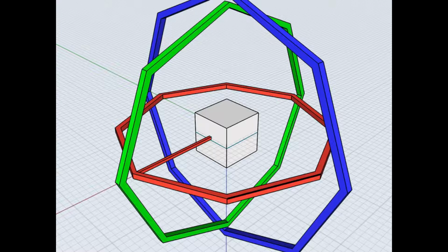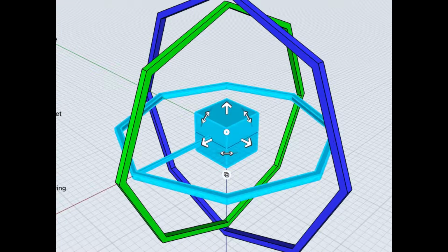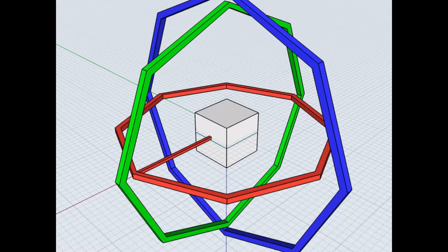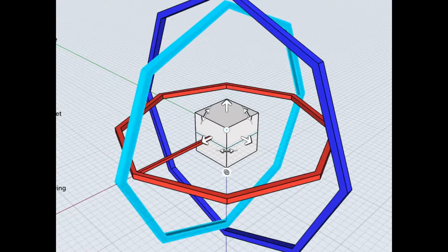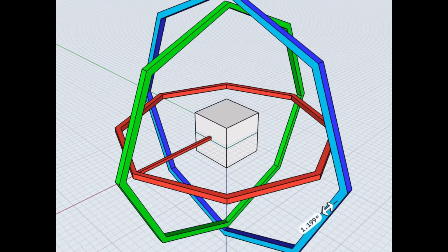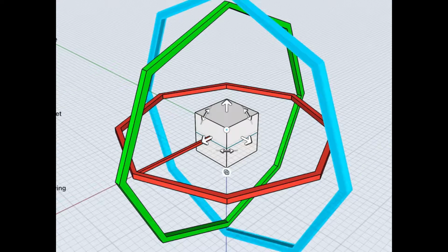X, Y, and Z, or yaw, pitch, roll, are represented by these red, green, and blue rings. Red being X, or yaw, green being Y, or pitch, and blue being Z, or roll.